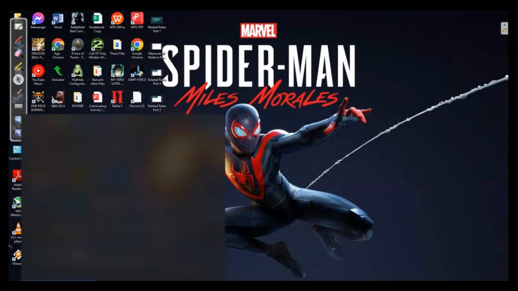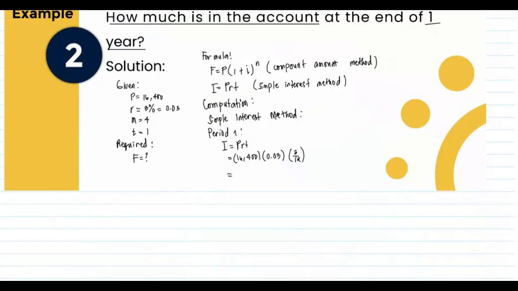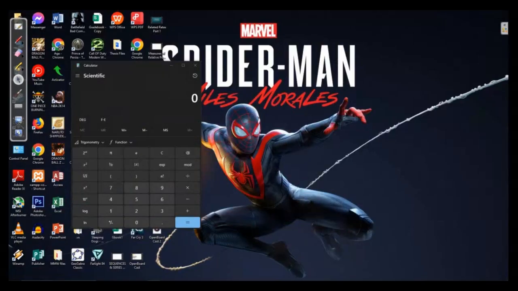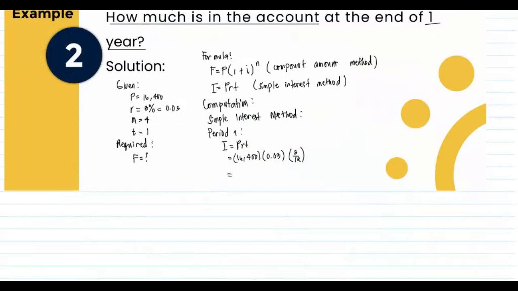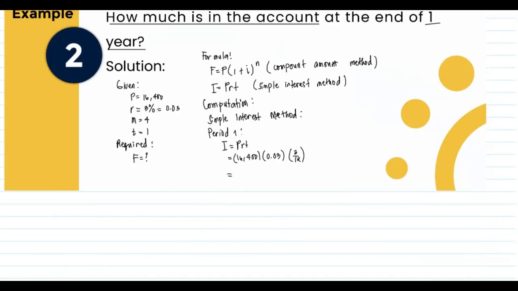So, we are going to pull up a calculator for that one, so that we'll be able to calculate it. So, we could do 16,400 times 0.03 times 3 divided by 12. So, as you can see, we have 123 pesos. 123 pesos for the interest.